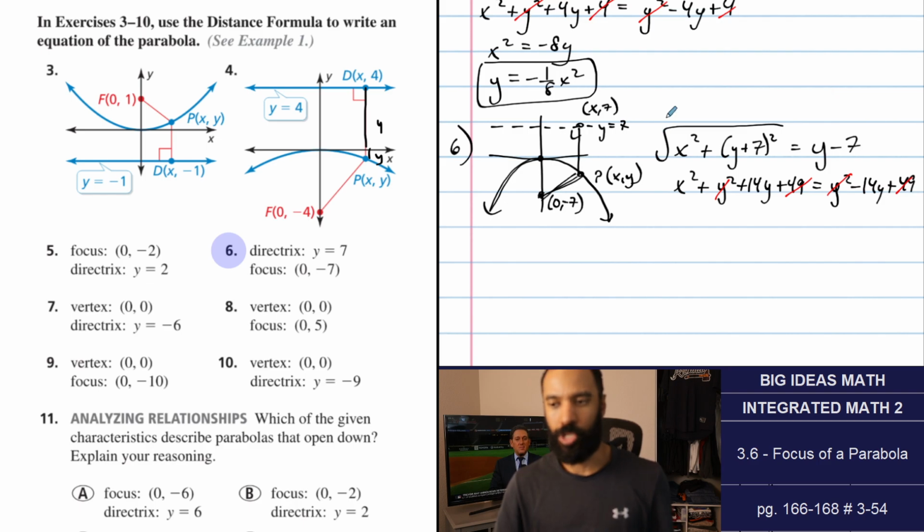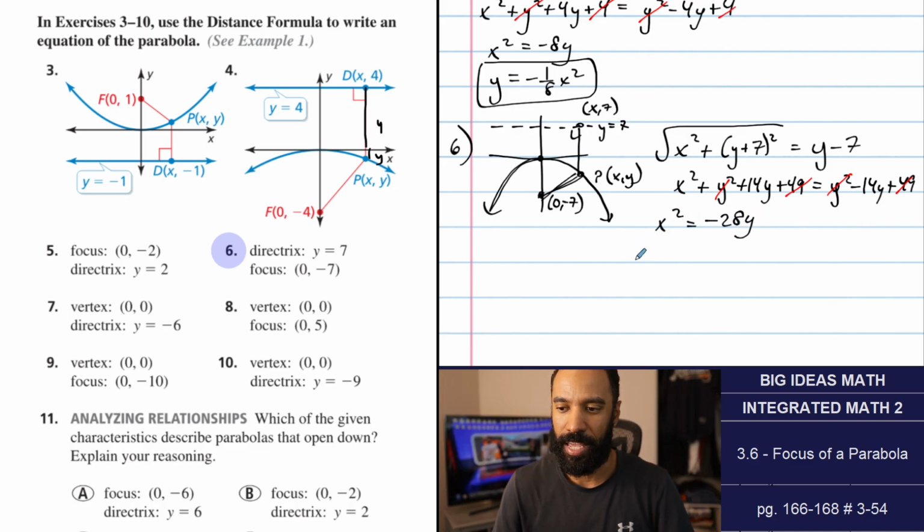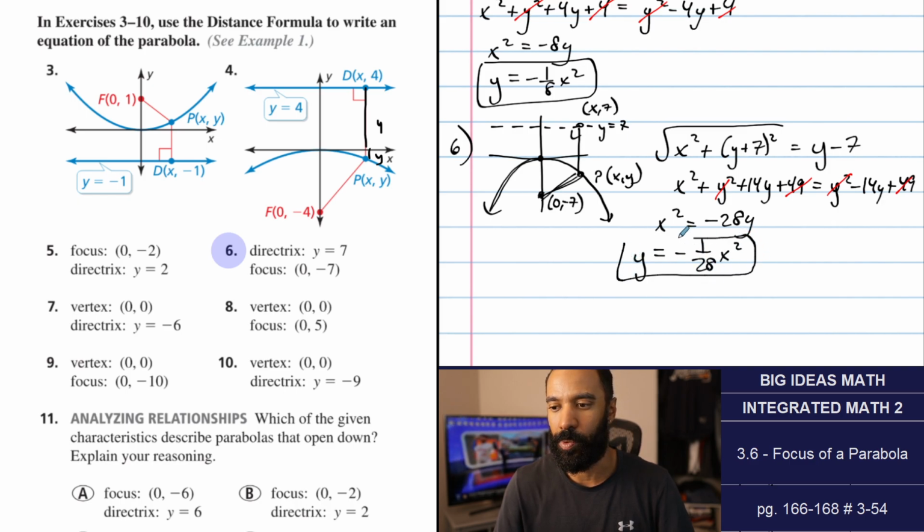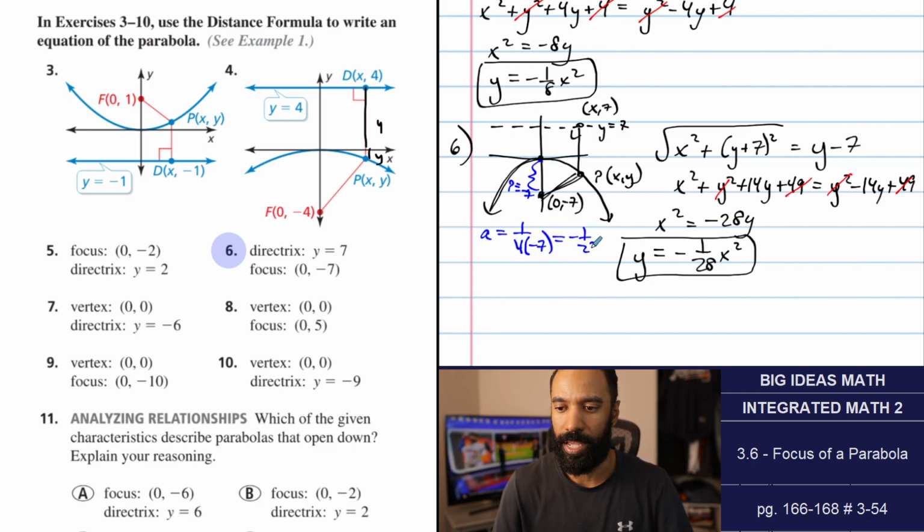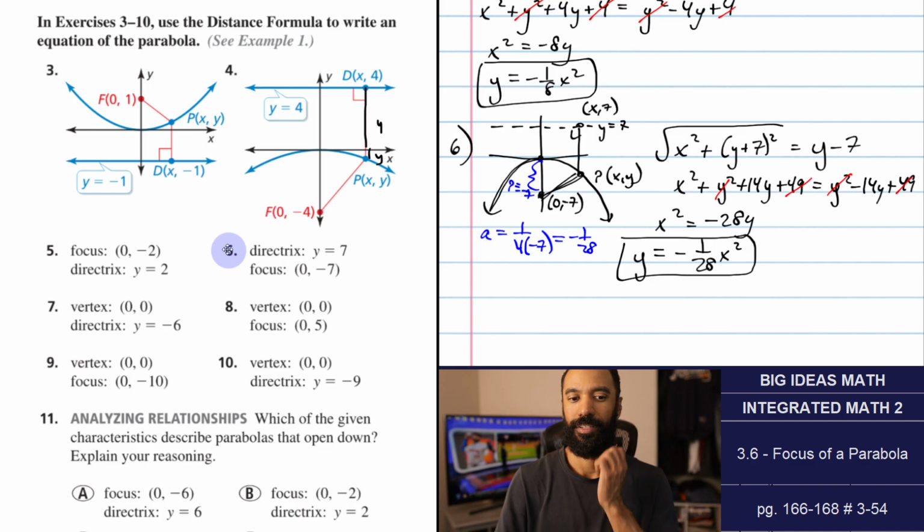We're just kind of showing the distances in other ways that can clean up our actual work. Subtract 14y over, I'm going to get x squared equals negative 28y. Divide both sides by negative 28, you get y equals negative 1/28 x squared. And I forgot to predict what this answer would have been, because this distance here from vertex to that p-value is negative 7. Your a is 1 over 4p, which is negative 1/28. So we would have had that equation anyway.